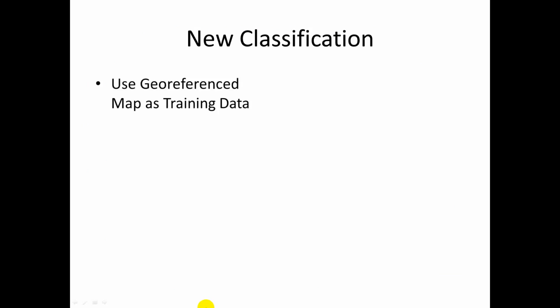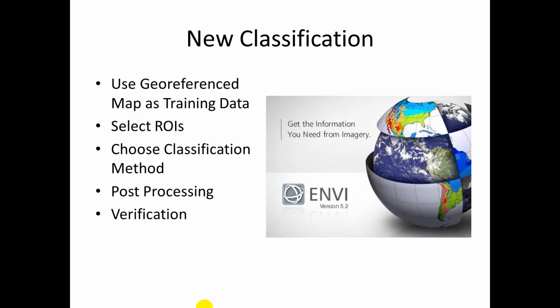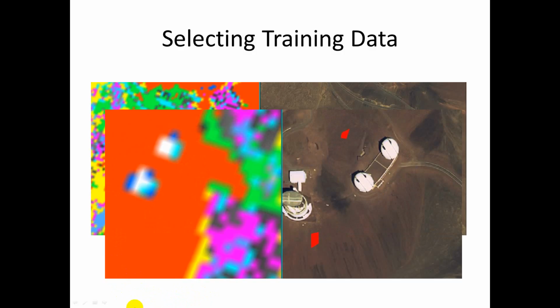So in order to do that, we need to take training data, where we'll select our ROIs, choose an appropriate classification method, and then do some post-processing cleaning, and also do some verification. And we can do all this in ENVI. So to select our training data, as we did in class, just like our supervised classifications, we zoom way in, make sure we select the appropriate pixels for the different classes that are present. In my case, there's 6 mineral classes, so I select some red pixels, I select some purple pixels, and I do that all across the summit.